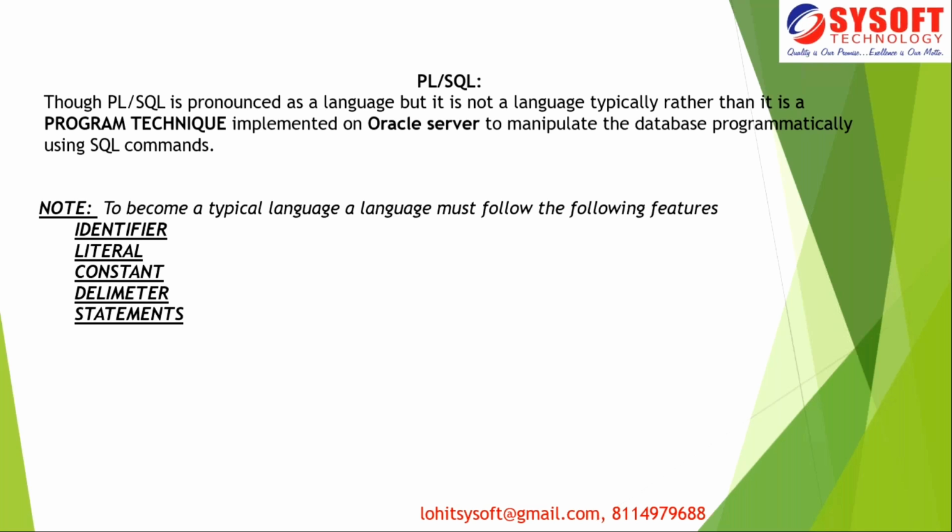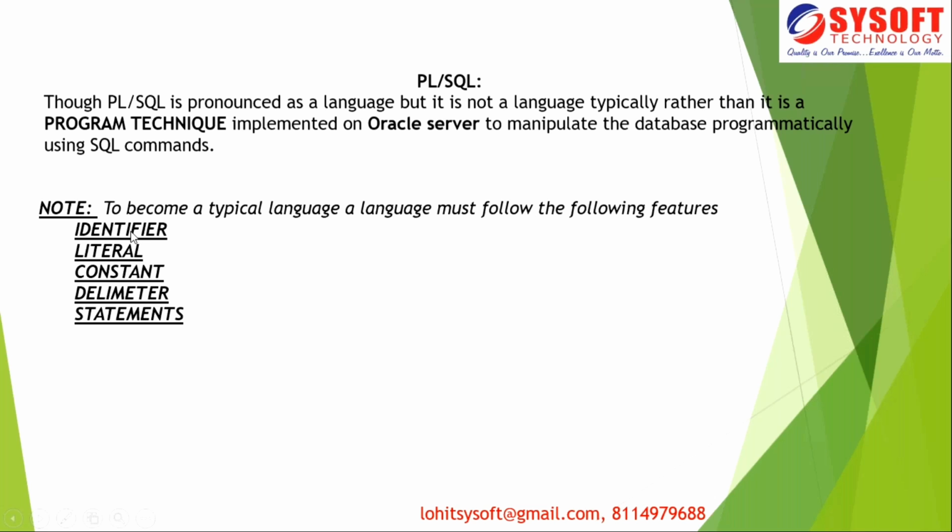Remember one thing: to become a typical language, a language supports 5 different features, as we discussed in the last live session: identifier, literal, constant, delimiter, and having its own statements. You can stretch it out, but I confined it to 5 rules. One by one we are going to discuss them. Once we have discussed all these rules, we will put them to C and find out whether C is a language or not, then put them to Java, and then put them to PL/SQL and judge whether PL/SQL satisfies all these rules or not. First comes the identifier.